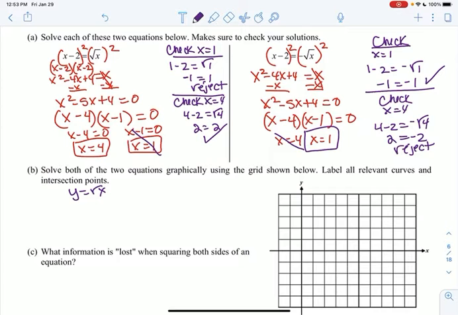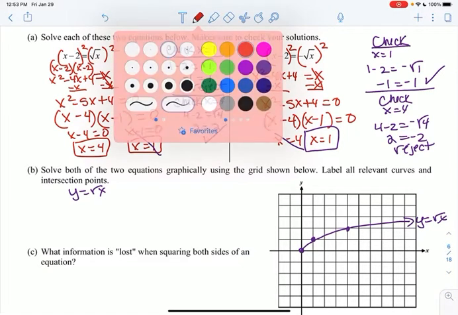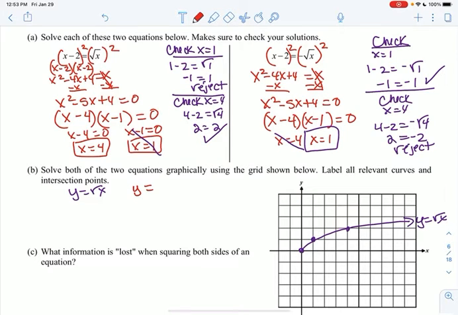Okay, this is (0, 0), (1, 1), (4, 2), square root of 4 is 2. All right, looks something like this. This is, whoops, that was supposed to be curved. Sorry about that. So this is curved like that. So this is y equals square root of x. Now y equals negative square root of x is going to be the opposite. It's going to be like this.